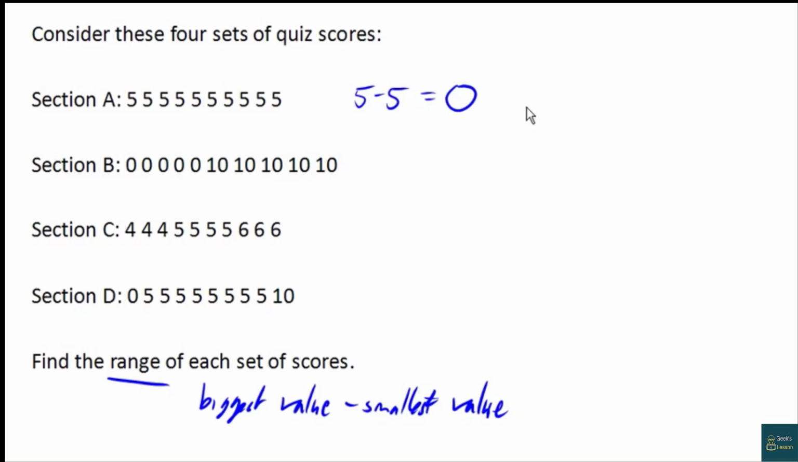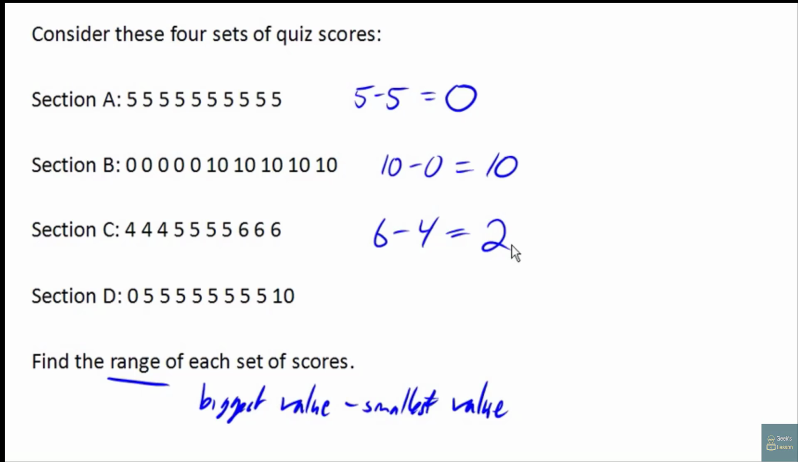This data has a range of 10, right? It ranges from 0 to 10. And so that means it is quite spread out from its smallest value to its largest value. Let's see here, this data ranges from 4 to 6, and so the range here is 2.